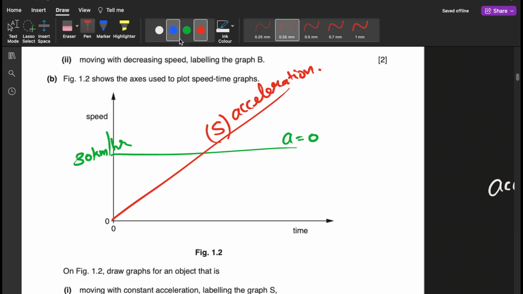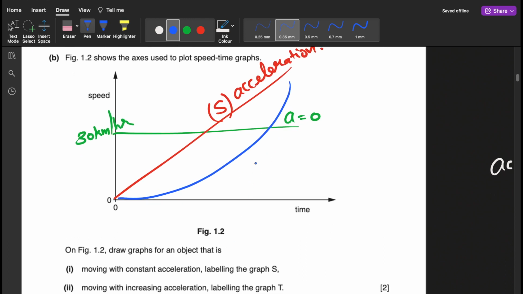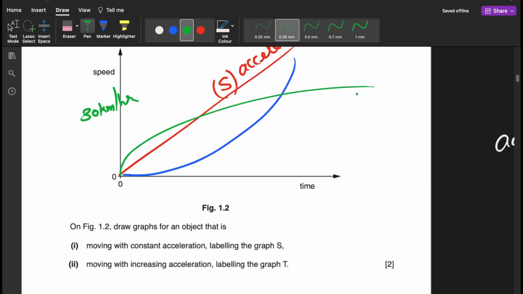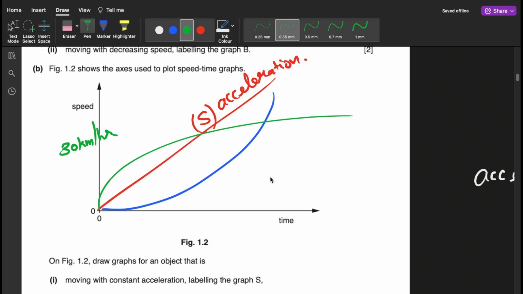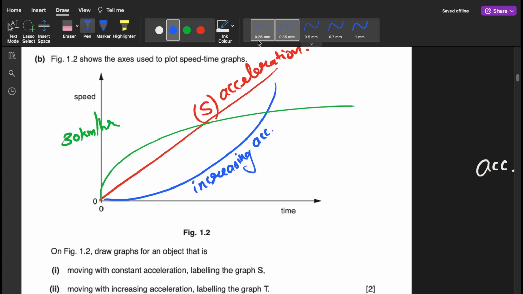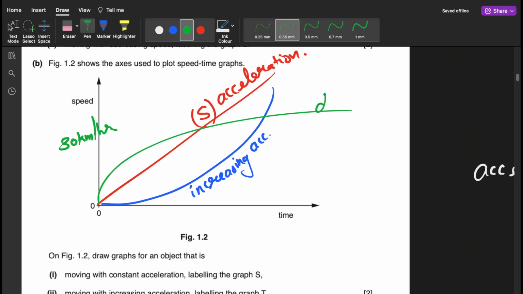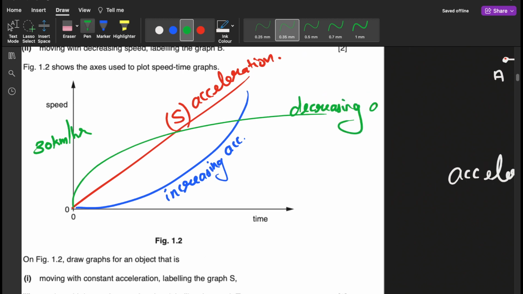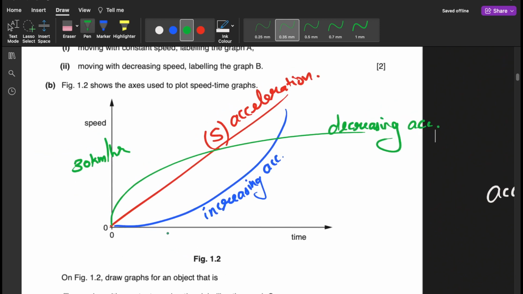Have you got that point? So this is for the increasing. If somebody asks you for the decreasing, let me rub this out. For the decreasing you have to mention it like this. So this is for the increasing acceleration, and this is for the decreasing acceleration. Have you written it? Note it down, otherwise take a screenshot.